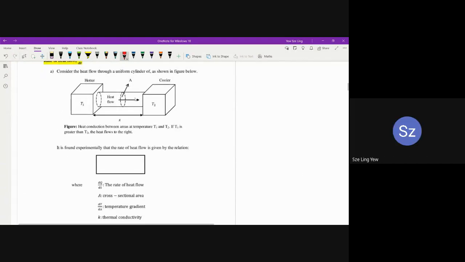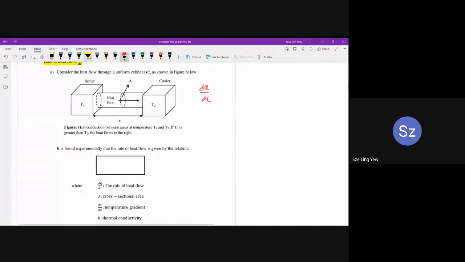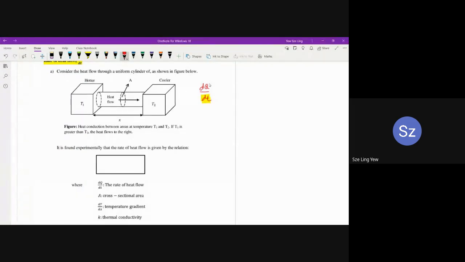Okay, so rate of heat flow. Consider heat flowing through a uniform cylinder as shown in the figure below. Now the heat is flowing from a hotter end to a cooler end, and you want to see how fast it can flow. That is the reason why we want to calculate dQ over dt. Whenever you want to calculate the rate of something, you divide by the time taken. So you use Q divided by the time taken, and that is the rate.